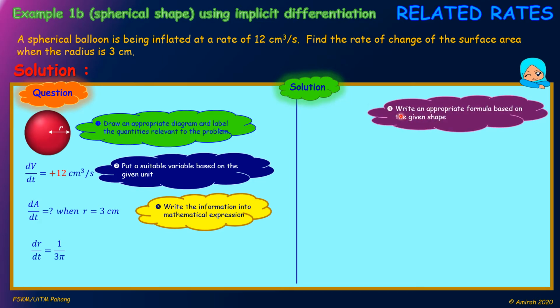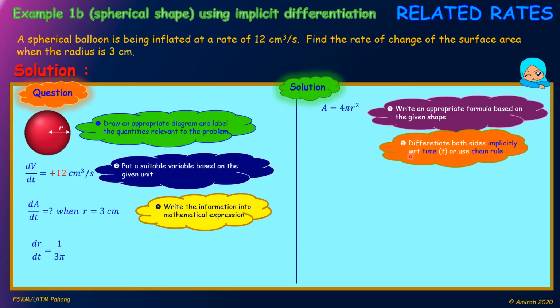We continue from the step-by-step solution, from step number 4. We repeat step number 4: write an appropriate formula based on the given shape. Now we want to find dA over dt, so we continue with formula A. A means surface area and the given shape is a sphere, so we use the surface area of a sphere, which equals 4 pi r squared.